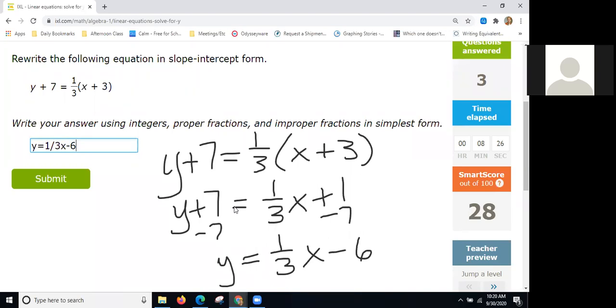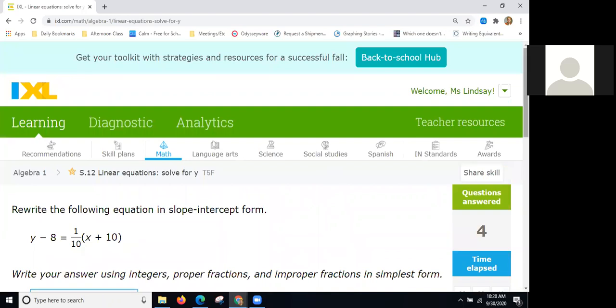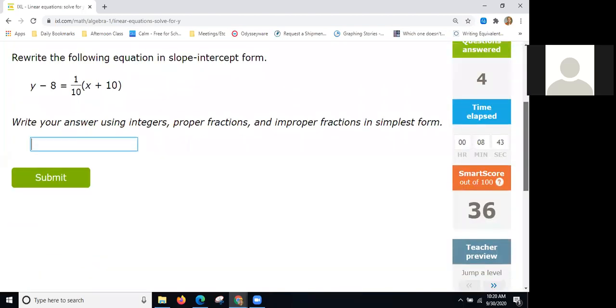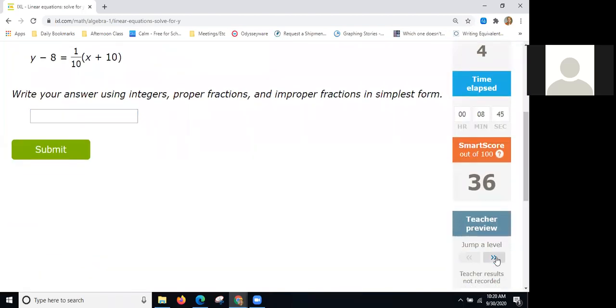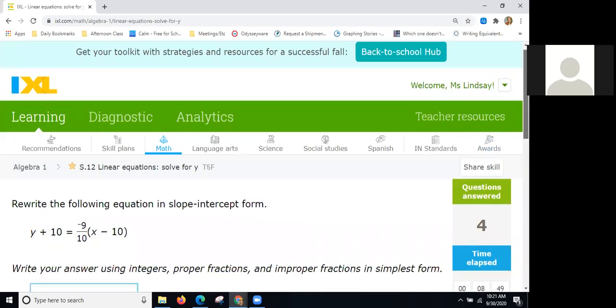Okay, so after this problem, I'm going to jump a level. These are actually equations that are in something called point slope form. And then we're going to see some next probably where they're in standard form, and we're changing them.